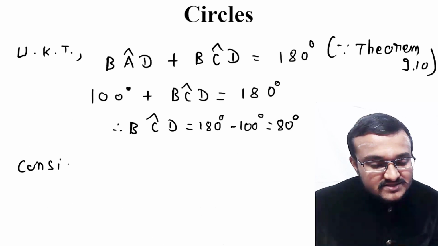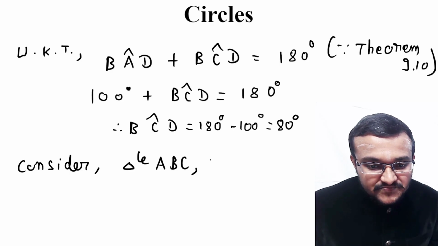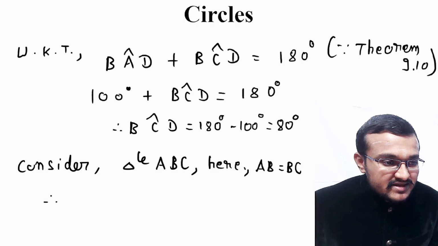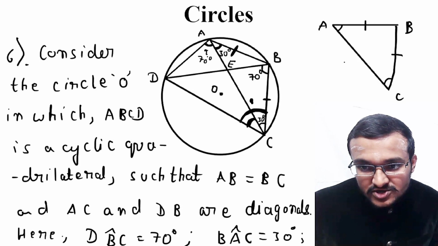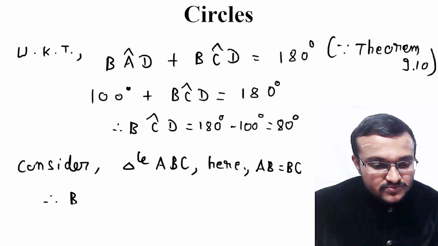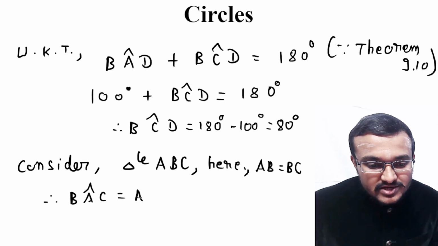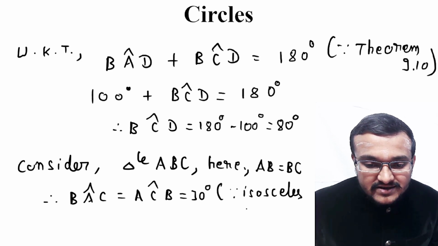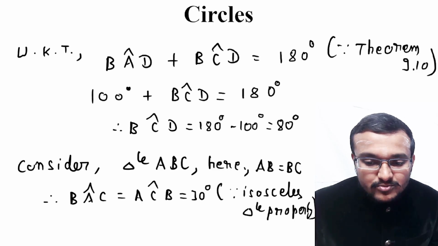So consider triangle ABC. Here AB is equal to BC. Therefore here BAC will be equal to ACB. So BAC is equal to ACB, which is equal to 30 degrees. This is according to the isosceles triangle property.